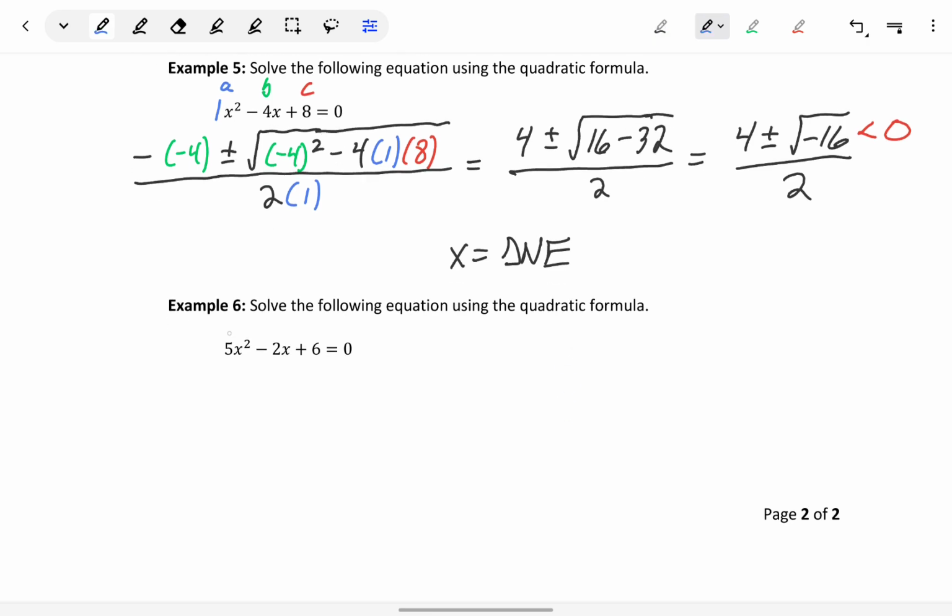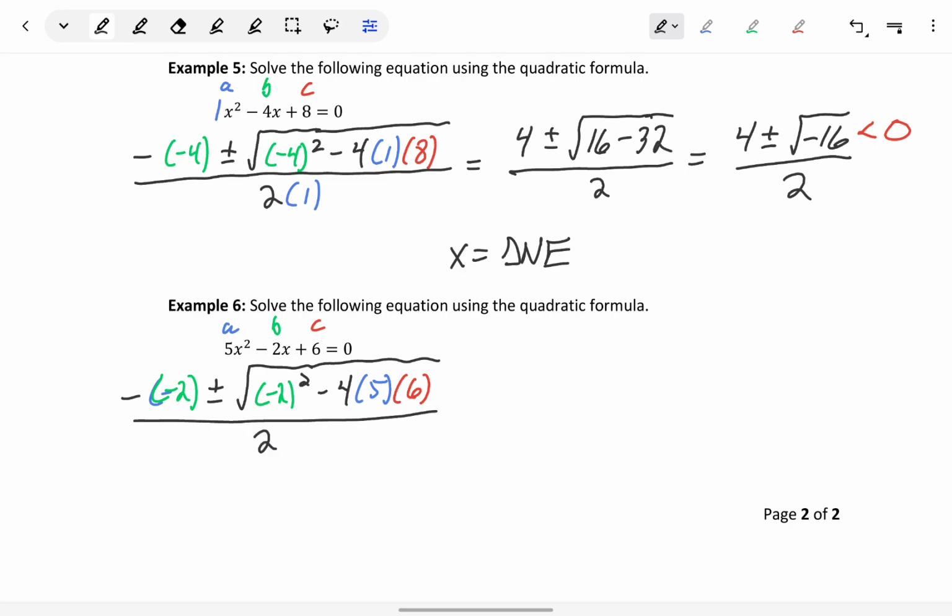We'll have a similar circumstance in example 6, where our value for a will be 5, b will be negative 2, and c will be 6. Setting up the quadratic formula, we'll have the opposite of negative 2 plus or minus the square root of negative 2 squared minus 4 times 5 times 6, all of that over 2 times 5, or 2 times a.